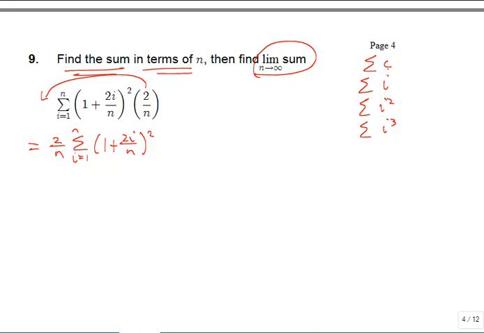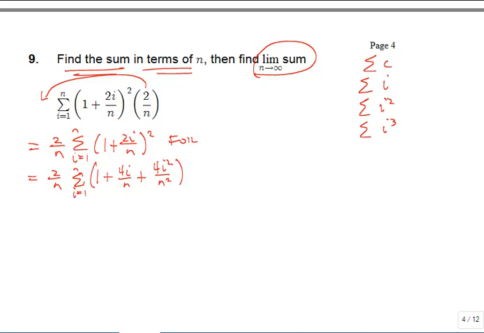Now this doesn't fit any of our four formulas over here. This is too complicated. So what I'm going to need to do is break it down using some algebra. This is a quantity squared, so what I could do is FOIL this out. So let's FOIL it. We're going to get a 1. In the middle, we're going to get a 2i over n times 1 plus another 2i over n plus 1. So that's 4i over n. And then we're also going to get a 4i squared over n squared. That's just this term squared.